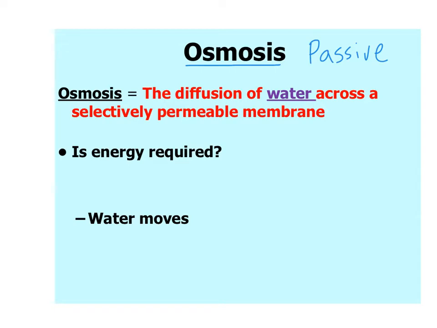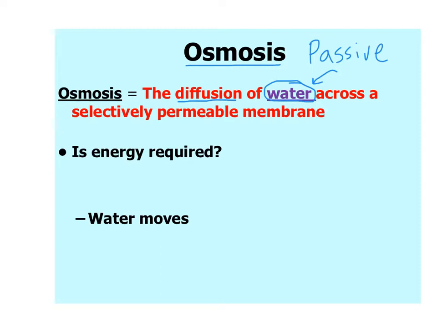And this time it's the same thing. But this time it's the diffusion of water. That's the only difference. It's the diffusion of water across a selectively or semi-permeable membrane. So the only difference with osmosis is we're specifically talking about water. We're not talking about ions. We're not talking about glucose. We're not talking about gases like oxygen or CO2. It's specifically water.